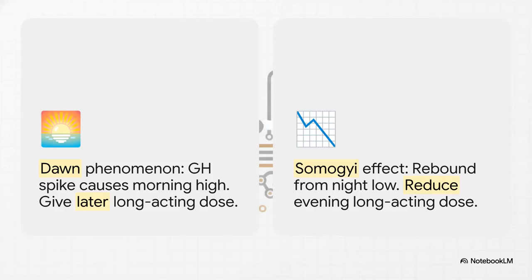Okay, say your patient wakes up with morning hyperglycemia. You've got to figure out why. Is it the dawn phenomenon? That's just a normal physiological morning spike in growth hormone. If that's the case, your fix is simple. Give their long-acting insulin dose a bit later at night. But if it's the Somogyi effect, which is actually a rebound spike caused by nocturnal hypoglycemia, the logic flips. For that, you actually need to reduce their evening dose of long-acting insulin.